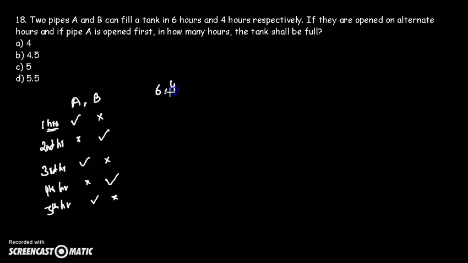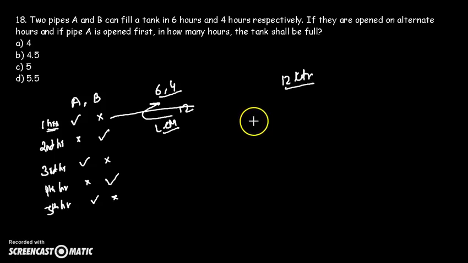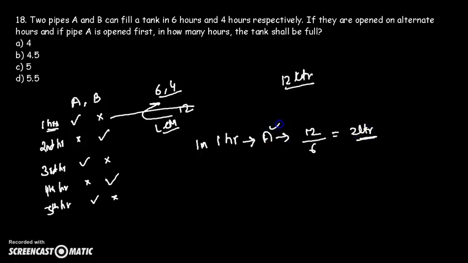Numbers involved are 6 and 4. Let us take 12 to be the volume of the tank. 12 is nothing but the LCM of 6 and 4. 12 liters is the volume of the tank. Now in the first hour, A is working. So in 1 hour, what is the work done by pipe A? 12 liters by 6, 2 liters. So 2 liters is poured in by A in 1 hour.